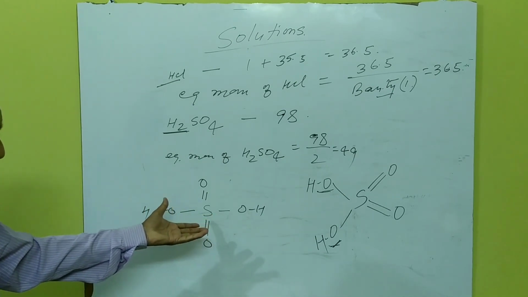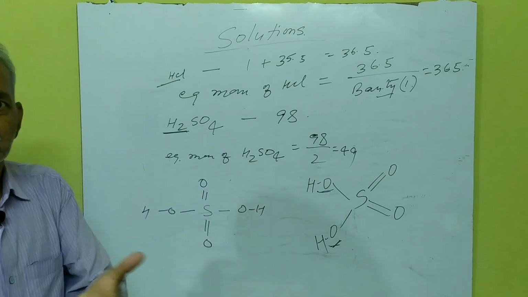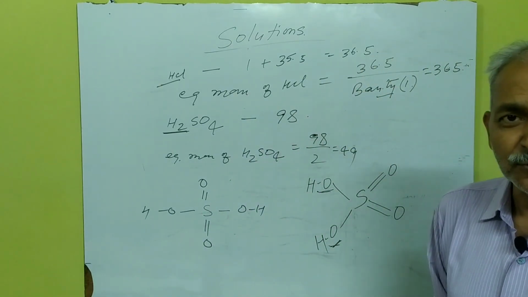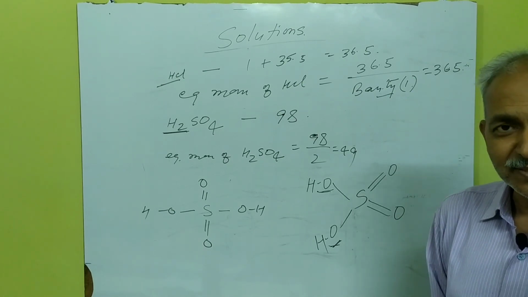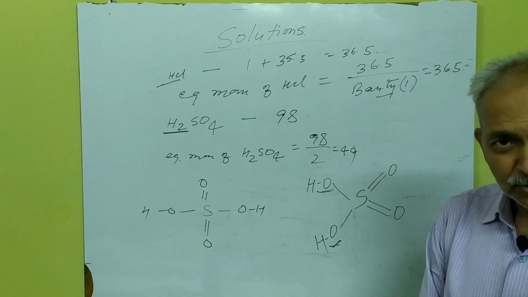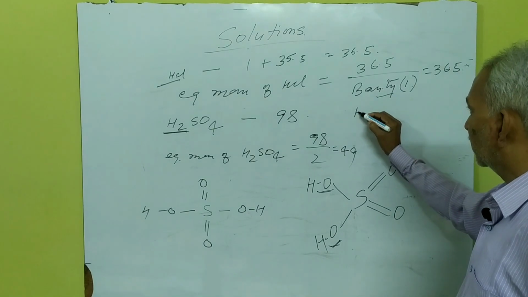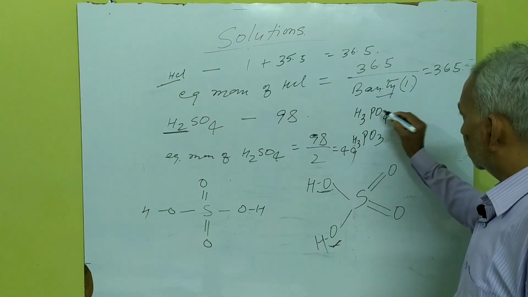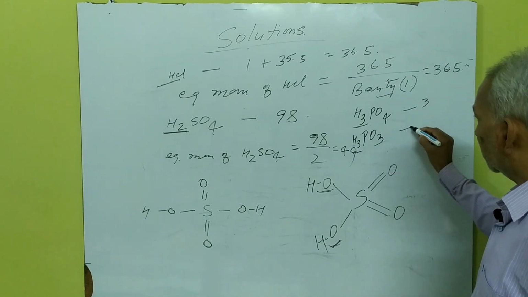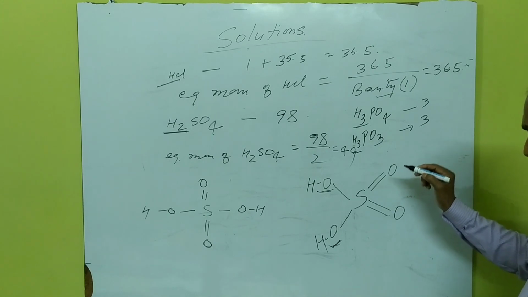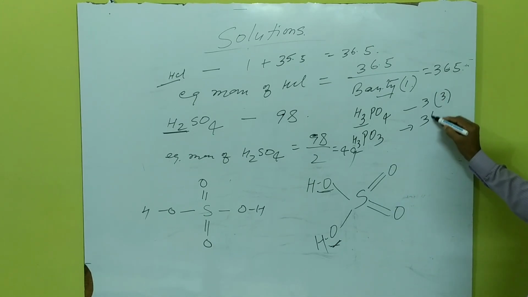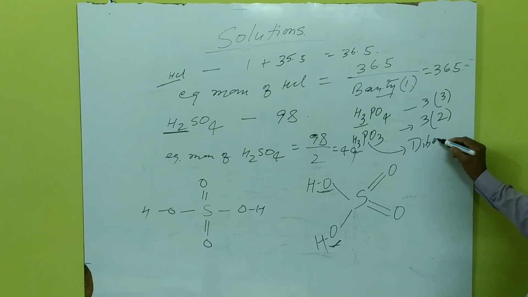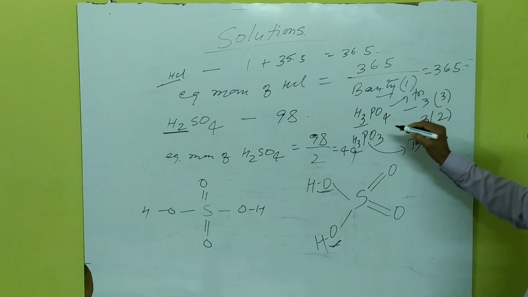There are certain examples in which the number of hydrogens is the same, but the basicity is different. For example, I would like to quote H3PO4 and H3PO3, both having 3 hydrogen atoms, but the protonated oxygen atoms are 3 and 2. In H3PO4 and H3PO3 the number of hydrogen atoms is 3, but the protonated oxygen atom in one case is 3, in the other it is 2. So H3PO3 is dibasic, and H3PO4 is tribasic. That depends upon the structure.